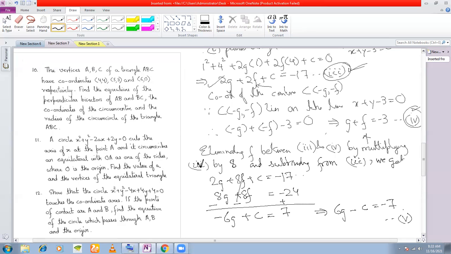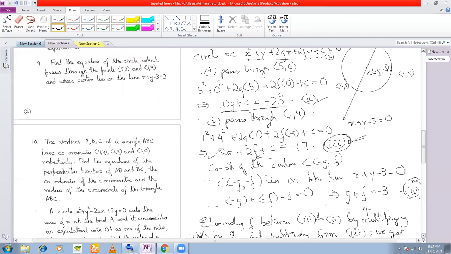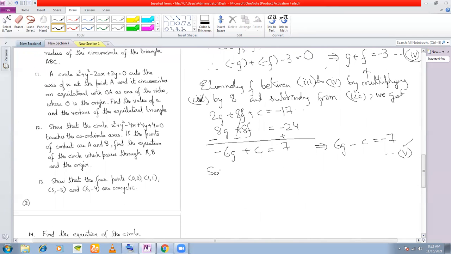Now we can solve this 5 that we have got, and solve this 2. So solving 2 and 5. Then I don't need to show you how to solve. So just write solving 2 and 5. We get g is equal to minus 2, and you'll get c is equal to minus 5.